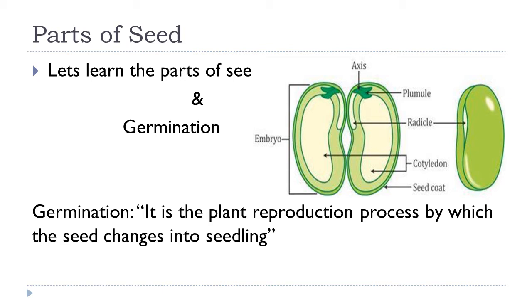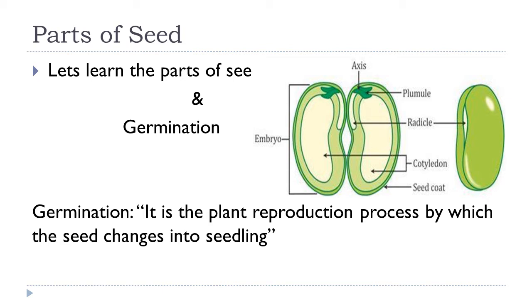Now let's learn what is a seed and what are the main parts of a seed. First, what is a seed? A seed is a tiny life support package which can give rise to new plants. And what are the main three parts of a seed? First one, seed coat. Second one, seed leaves or cotyledons. And third one, baby plant or embryo.